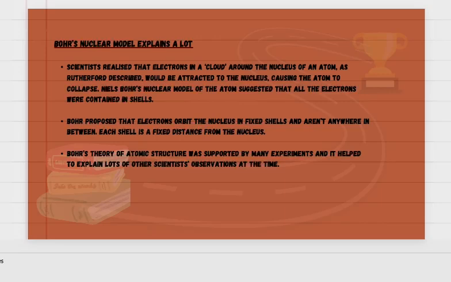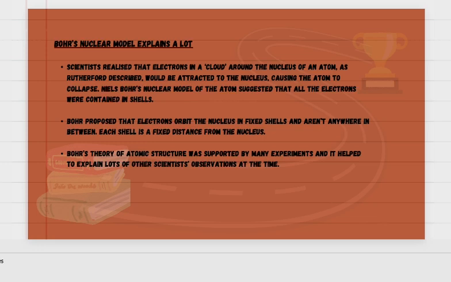Bohr's nuclear model explains a lot. Scientists realized that electrons in a cloud around the nucleus of an atom, as Rutherford described, would be attracted to the nucleus, causing the atom to collapse. Niels Bohr's nuclear model of the atom suggested that all the electrons were contained in shells.